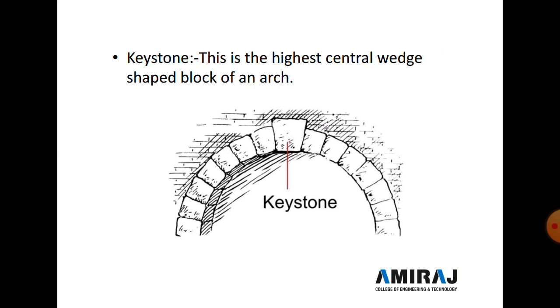Now next is the keystone. The keystone is the highest central wedge-shaped block of the arc. So a keystone is always provided at the center top.